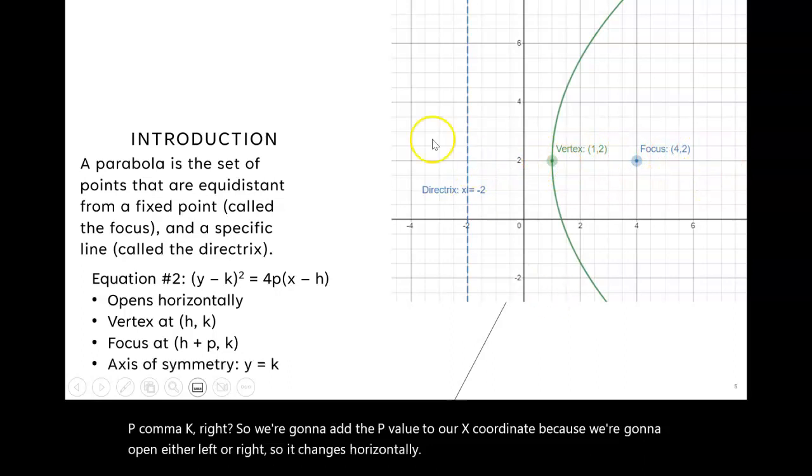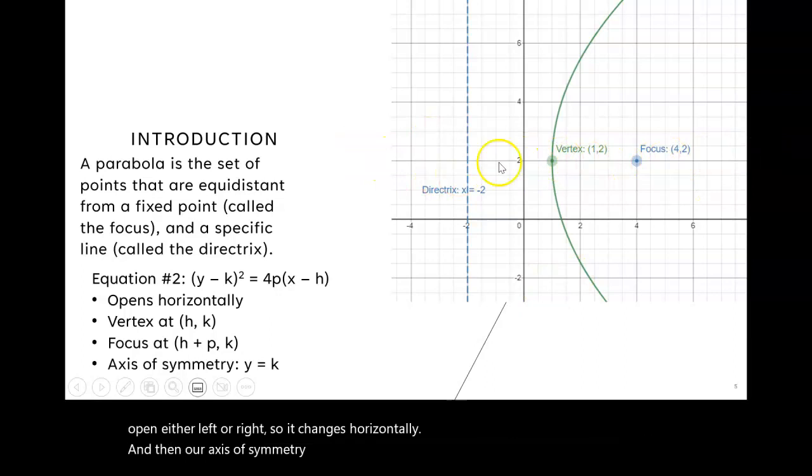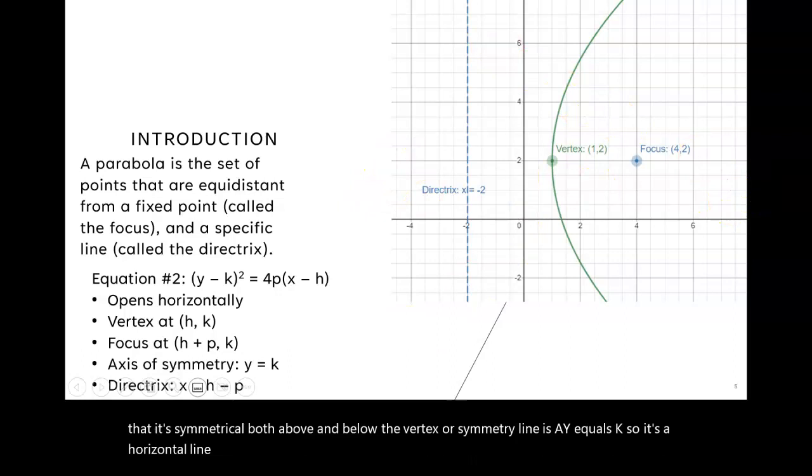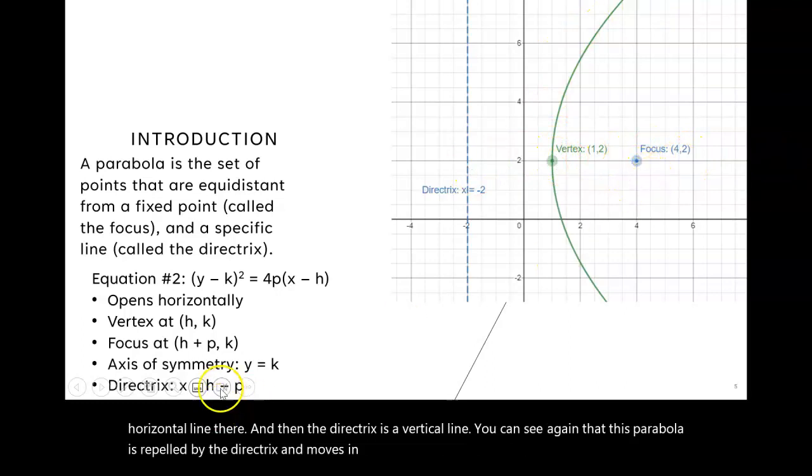And then our axis of symmetry runs right through the middle of the parabola. You see that it's symmetrical both above and below the vertex. So our symmetry line is y equals k, so it's a horizontal line there. And then the directrix is a vertical line. You can see again that this parabola is repelled by the directrix and moves in towards its focus. And the equation would be x is equal to h minus p.